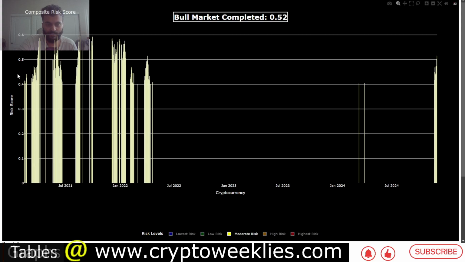Moderate risk is between 40% and 60% risk. We have spent 2 days in March of 2024 above this 40% or moderate risk level. Again, coming back to the some of the lowest risk from March till November, and now again back above 40% risk.